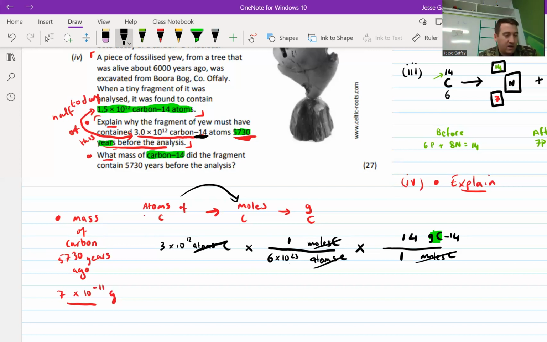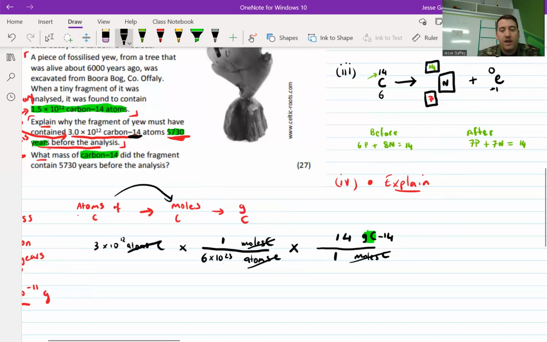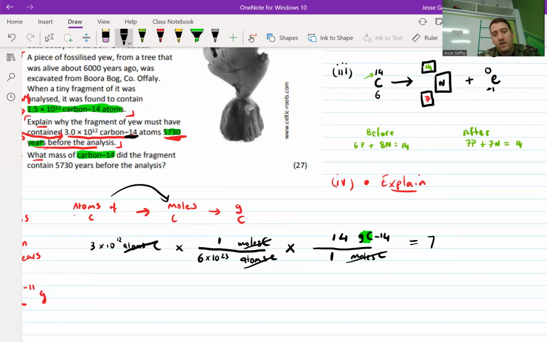3 by 10 to the 12. And that's times by 1 over 6 times 10 to the 23. And all of that then is times by 14 over 1. And that gives me 7 by 10 to the minus 11. And that's, of course, grams of carbon 14.